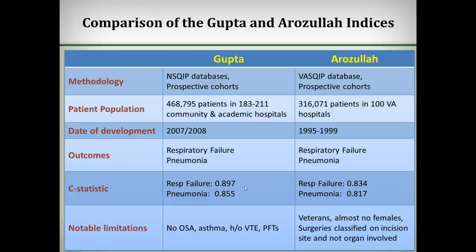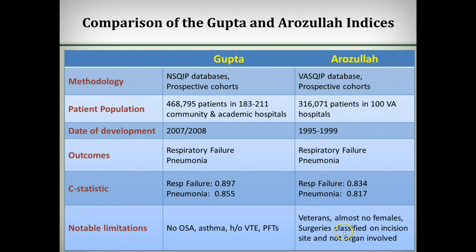I think the important thing that differentiates them is the limitations. They both essentially didn't collect any data on sleep apnea or asthma, or include any information on PFTs. And I think the only thing that's important for both of them is the sleep apnea component. We're learning that obstructive sleep apnea is a very important predictor of postoperative complications. Neither of them has that in it, and it remains to be seen how important that is. I think the most important thing is that the Arozullah criteria were only developed in veterans, and there are very, very few females in those studies. So I think that's an important limitation for using those tools in other types of patients.